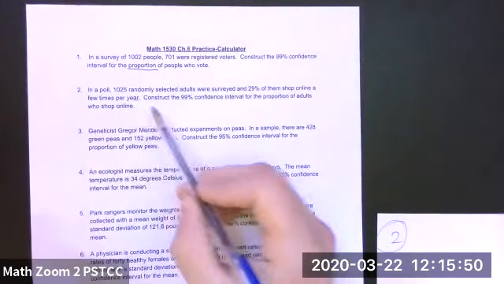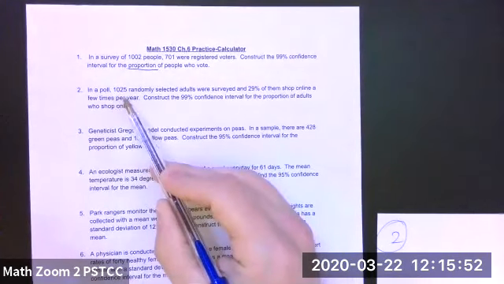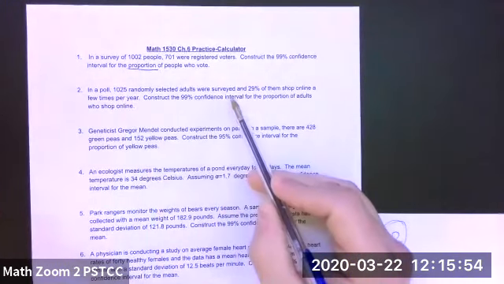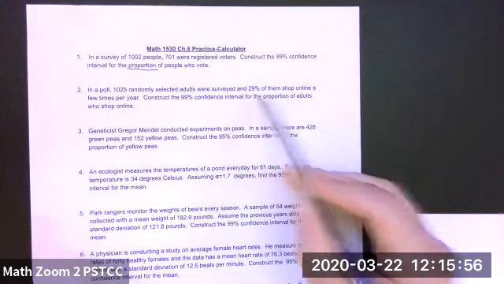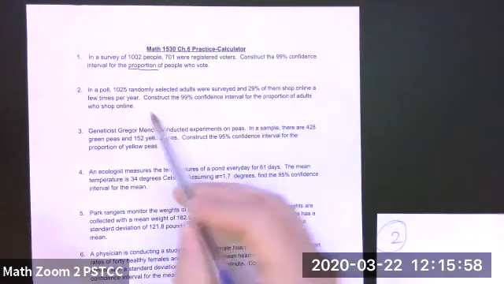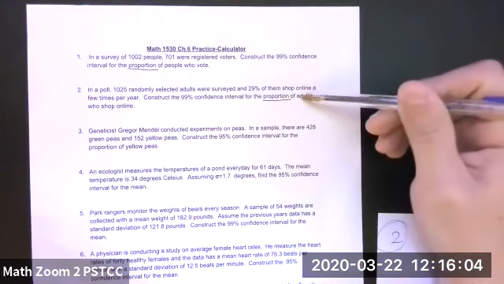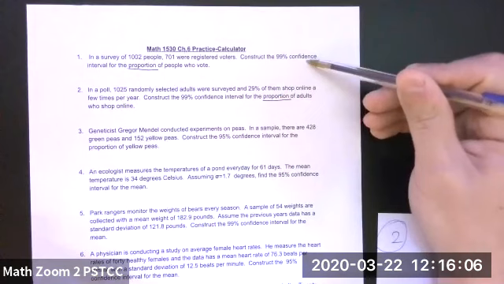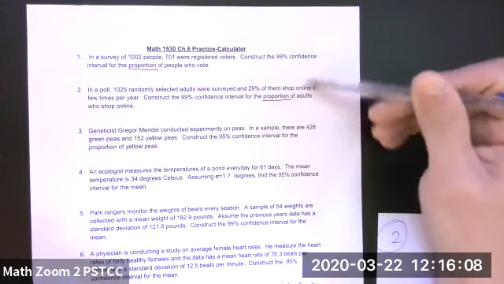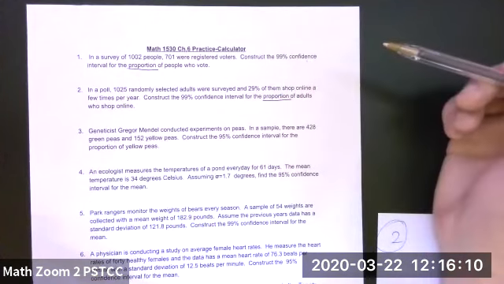Okay, in question 2 here, we have 1,025 randomly selected adults surveyed, and 29% shop online. Construct the 99% confidence interval for the proportion. This is going to work very similar to question 1. They've just given us the data in a different format. We'll use the same formula.